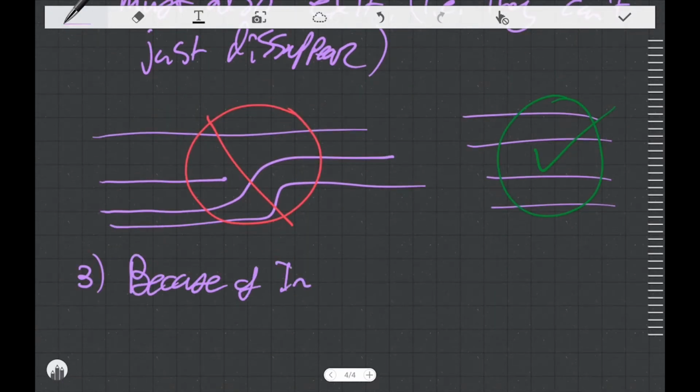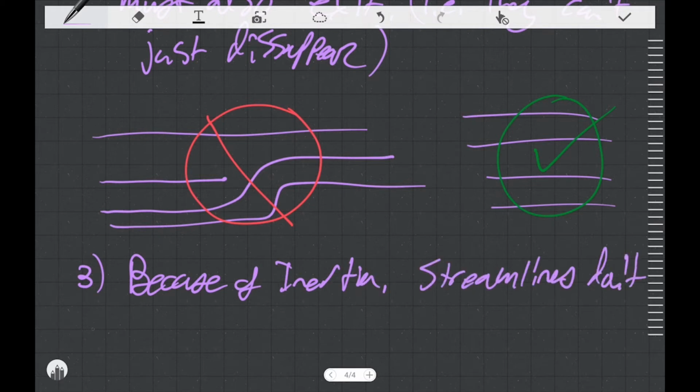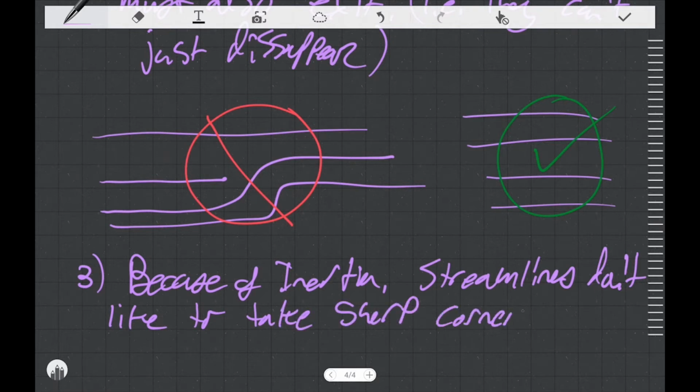The third and final rule that I want to tell you about streamlines is that because of inertia, streamlines really don't like to take sharp corners. So when we're drawing a streamline, we're going to want to make sure that every turn that we take has a radius to it. What that means is that it's going to be round, not pointed.